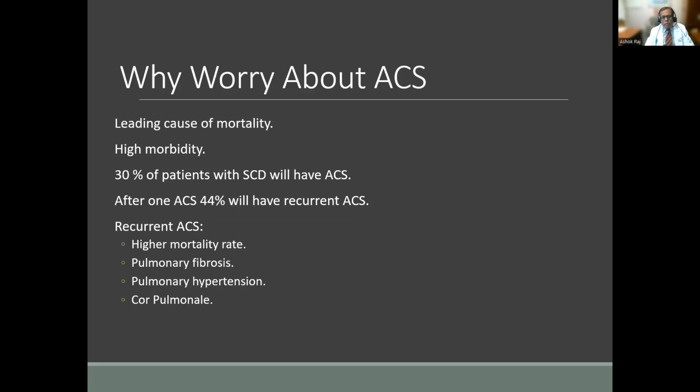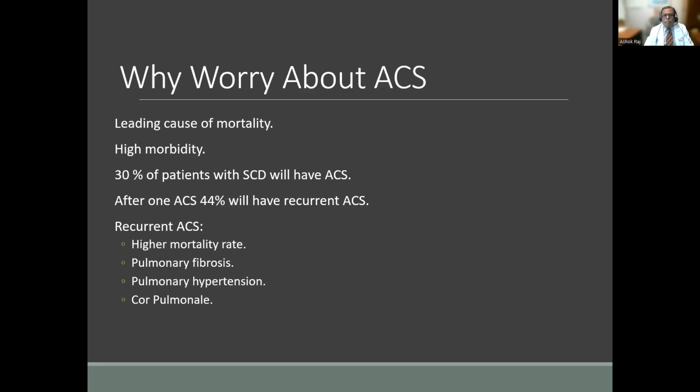But once you've had one episode of acute chest syndrome, the recurrence rates are quite high. And recurrent acute chest syndrome has a higher mortality rate, pulmonary fibrosis, pulmonary hypertension, and cor pulmonale. So we have had patients over the years who have developed significant pulmonary hypertension in the background of recurrent acute chest syndrome, and some of them also have had bad asthma. The combination of this in the background of sickle cell disease is really pretty profound in terms of developing pulmonary hypertension.